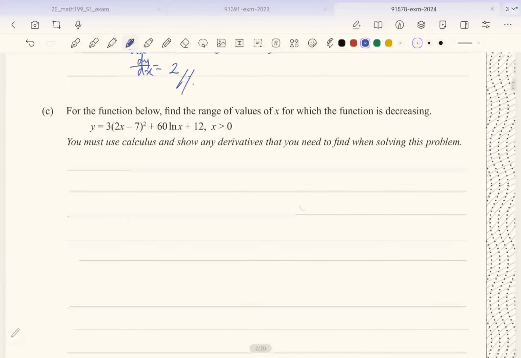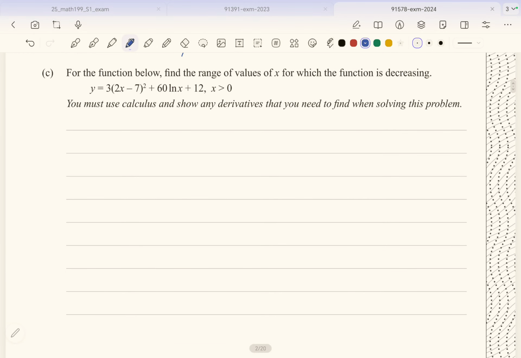There you go. For part C, it states, for the function below, find the range of values of x for which the function is decreasing. So, at what values of x is the function decreasing? And the equation is this. So, we first have to find dy by dx, because whether it's decreasing or increasing, it'll be a slope.